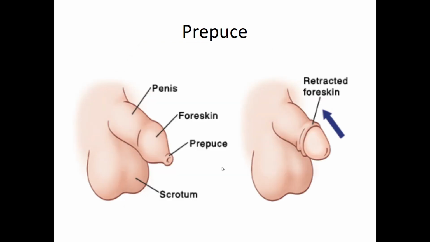And here's the prepuce again, the foreskin. So in an uncircumcised person with a penis, you'll see the foreskin covering the glans, and that can retract. Generally, it will retract in preparation for intercourse during erection. It can also be retracted other times.